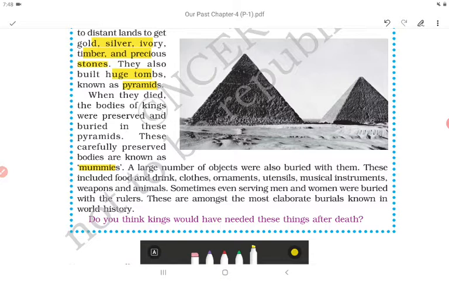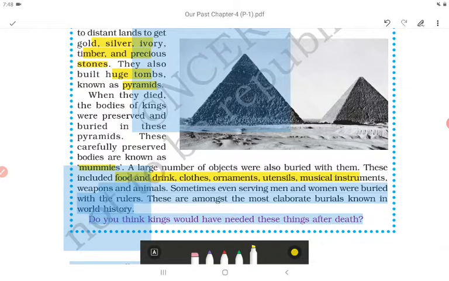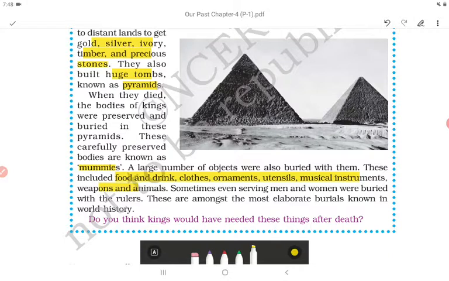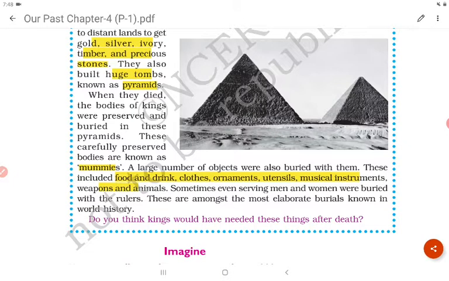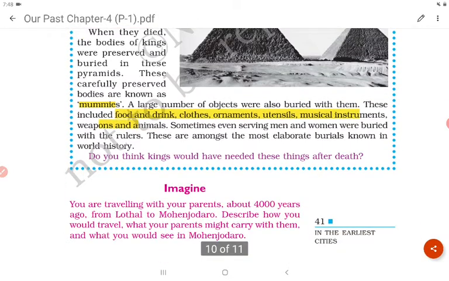These included food and drink, clothes, ornaments, utensils, musical instruments, weapons, and animals. Sometimes even serving men and women were buried with the rulers. These are amongst the most elaborate burials known in world history. Do you think kings would have needed these things after death? I doubt it.